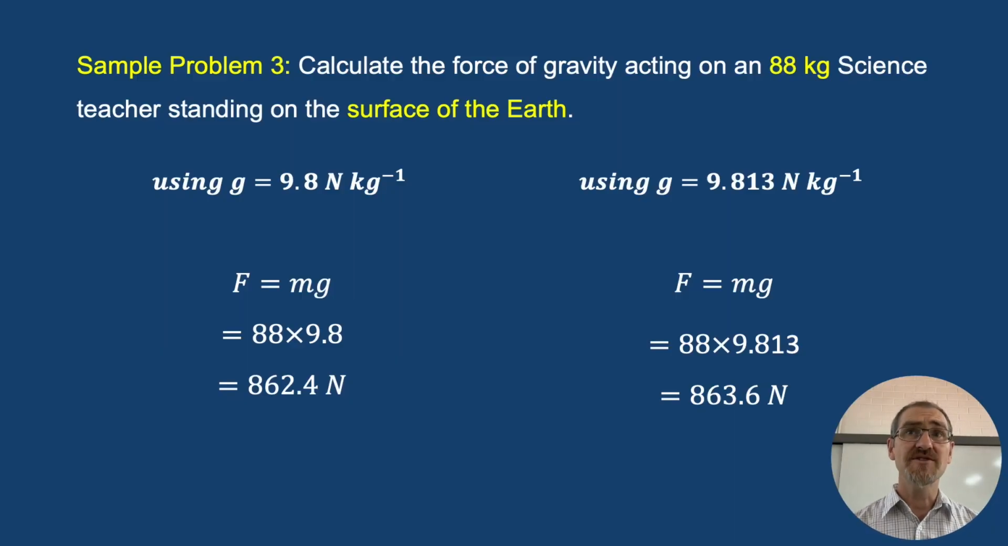So, taking this strategy, F equals mg, to find the weight force of the science teacher, if we use 9.8, we end up with the science teacher's weight force being 862.4 newtons. If we use 9.813, then we find that the science teacher's weight is the same as what we calculated before, 863.6 newtons. In high school, in years 10, 11 and 12, a few decimal places between friends is not too much of an issue. You should always use little g equal to 9.8 if that's what's given to you in the formula and data sheet.